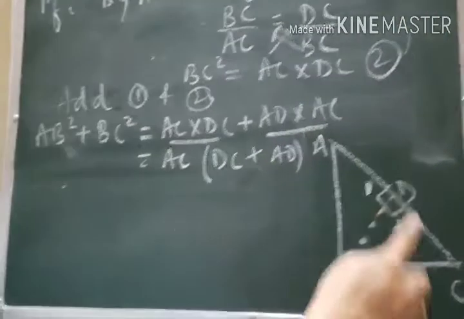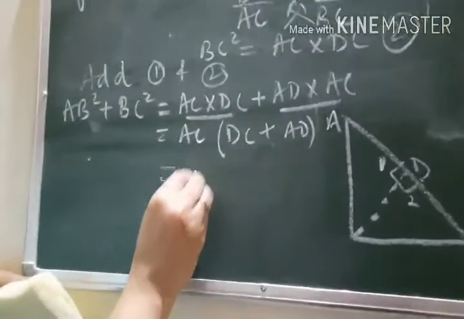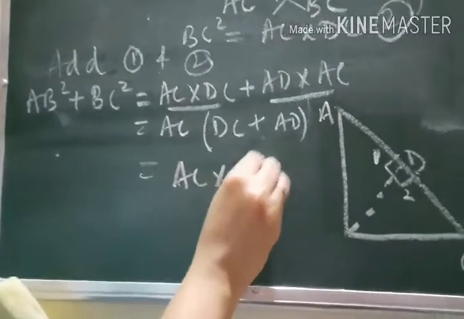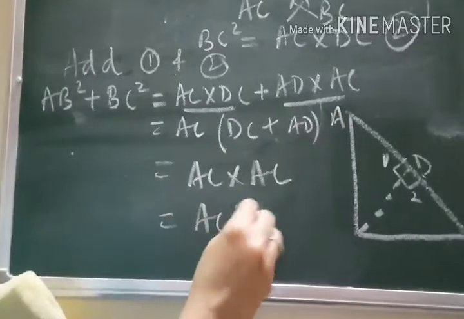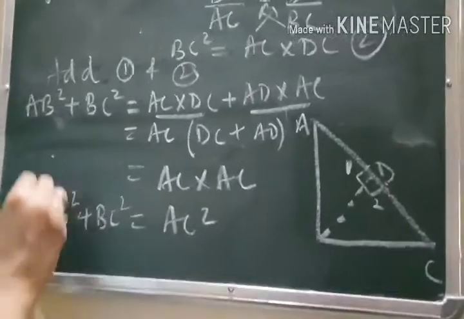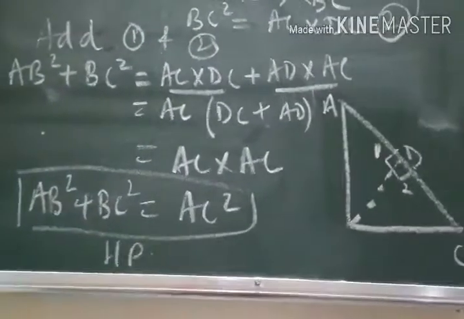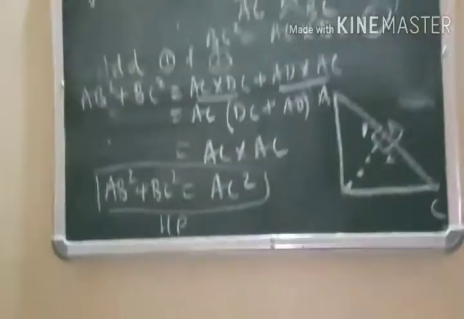Now what is DC plus AD? Look at it. DC plus AD is AC. So we can write it as AC. AB square plus BC square is equal to AC square. Hence proved. So this is how we'll prove Pythagoras theorem.